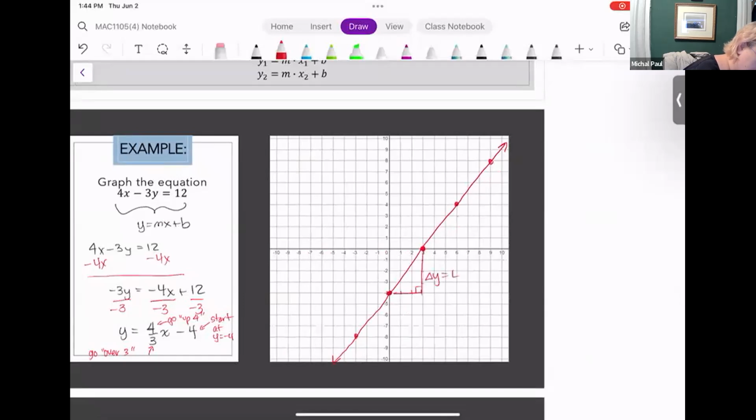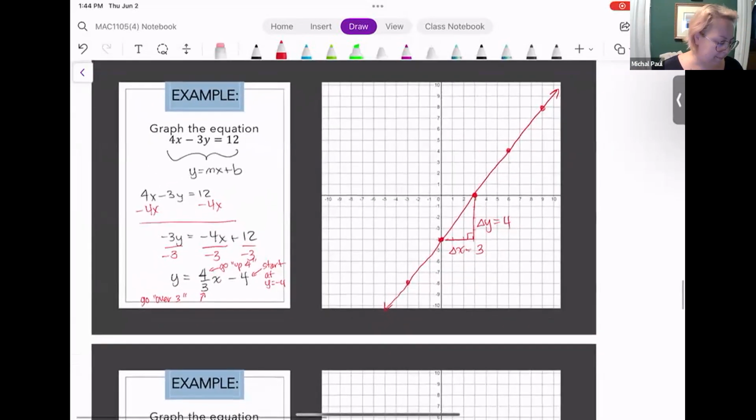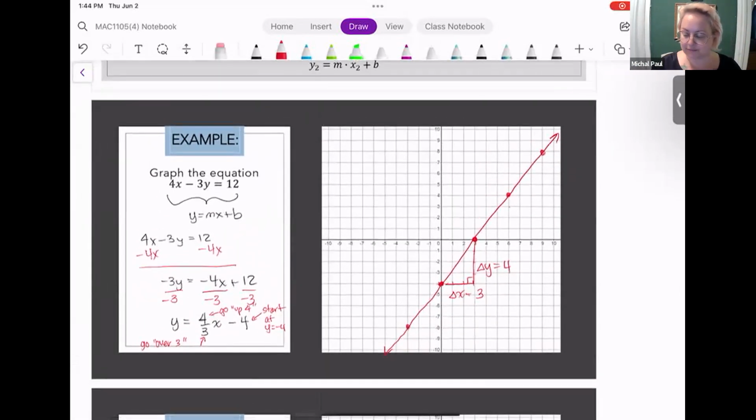Change in y was equal to +4. Change in x was equal to +3. And so that's how we can graph using slope-intercept form. Just get it into y equals mx plus b. Maybe it's already like that when you start. Huzzah. Okay. Are there questions on how to do that?